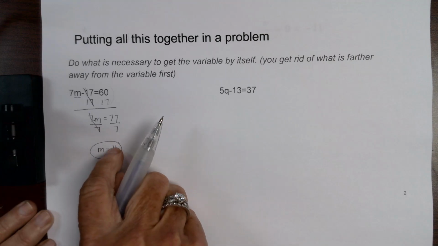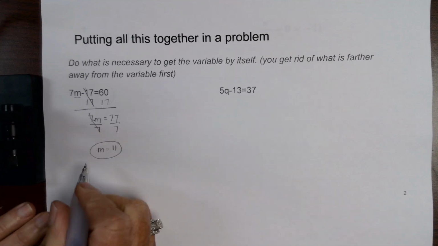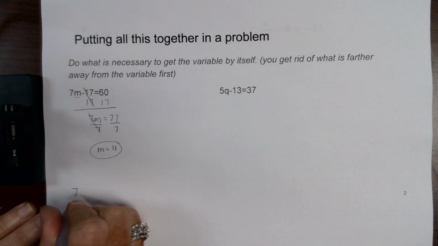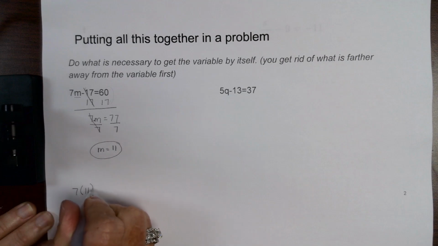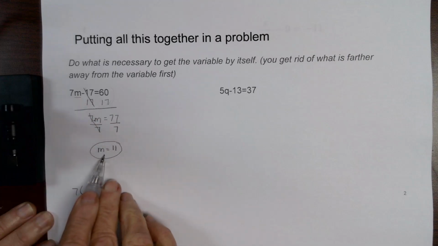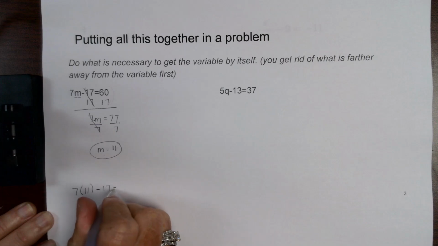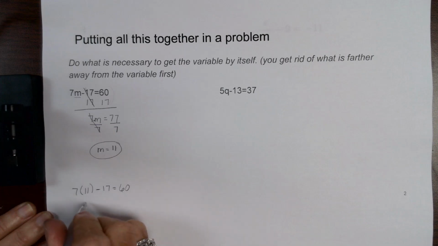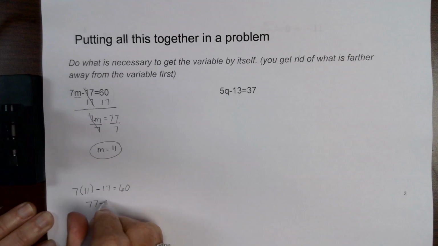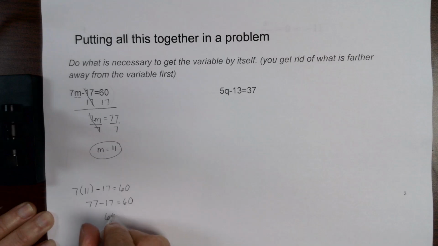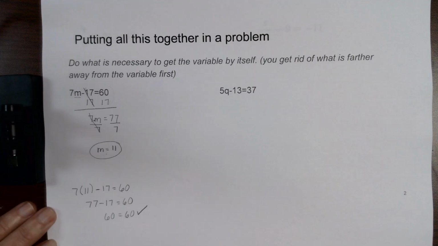The way that you can check to see if it's correct is you plug it back in. 7 times 11, so rather than write the m, I write what the m is equal to. Minus 17 equals 60. So this is 77 minus 17 equals 60. So 60 equals 60. So I know that m equals 11 is my correct answer.